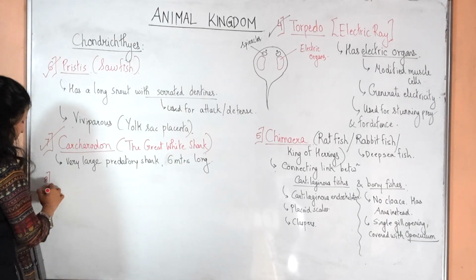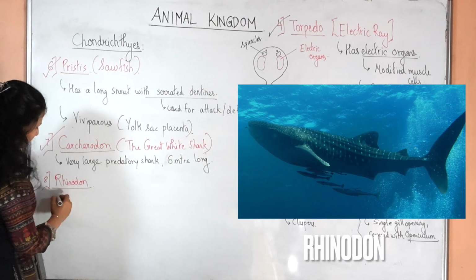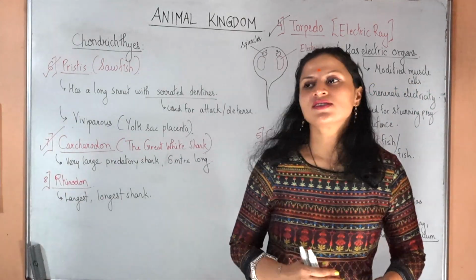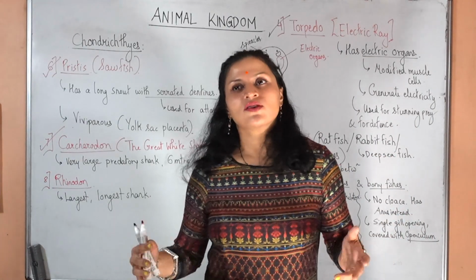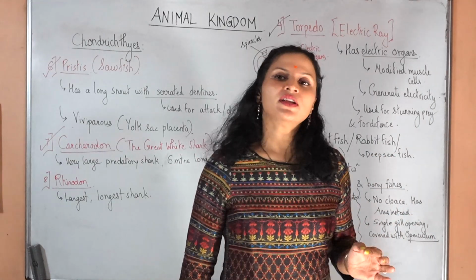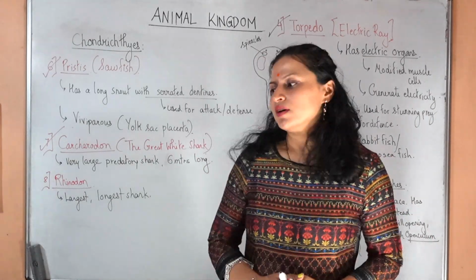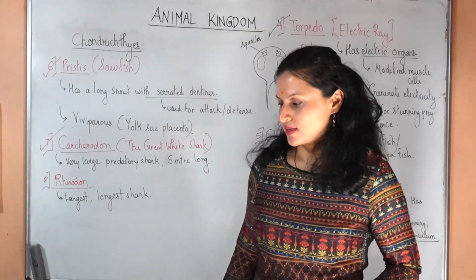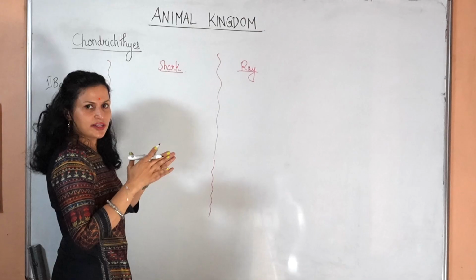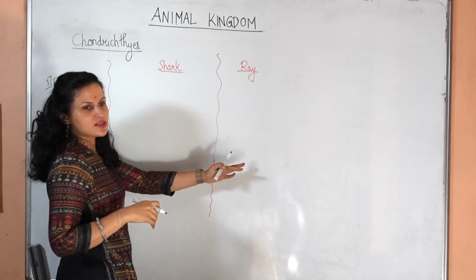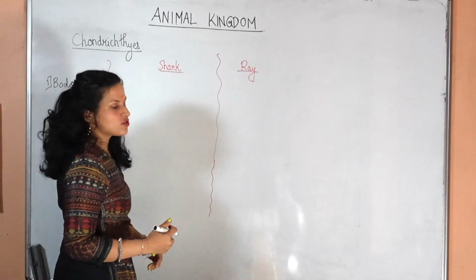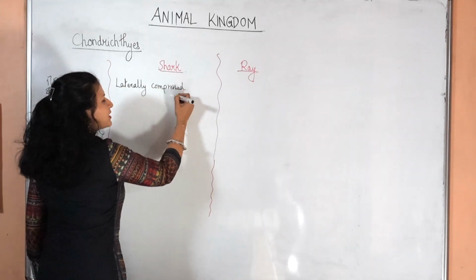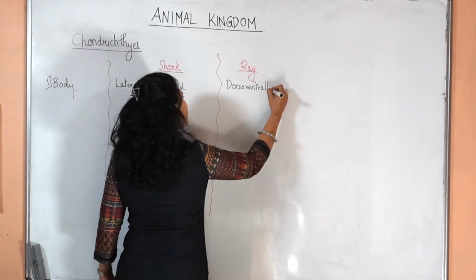Next example, Rhincodon. Rhincodon is known as the largest and the longest shark. It's also called the whale shark because it's almost like a whale, huge. So these were the different examples of the cartilaginous fishes. At this point, we would do a small comparative study between the sharks and the rays. First one, the body is laterally compressed in case of the shark, but in case of the rays, the body is dorsoventrally flattened. Laterally compressed. In case of the rays, it is dorsoventrally flattened.